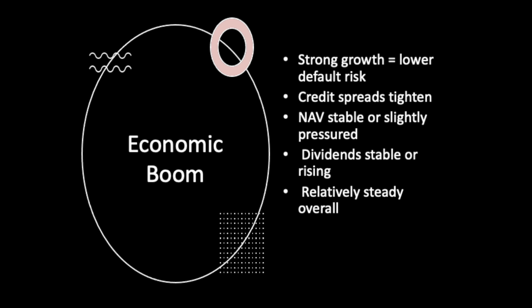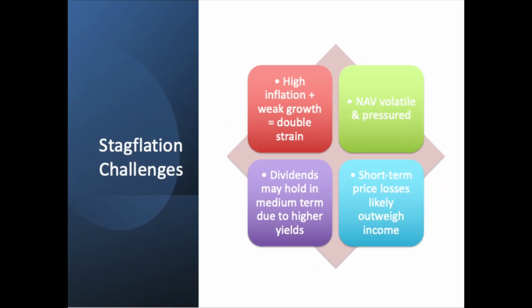The tricky one. Stagflation. High inflation and weak growth. Whew. How does the fund cope with that double whammy? Yeah. Stagflation is tough. It's like getting hit from both sides. High inflation tends to push bond prices down because future payments are worth less in real terms. And weak growth increases worries about credit risk, especially for weaker companies. So NAV under pressure. Volatile. Generally, yes. NAV is likely under pressure and could be quite volatile.